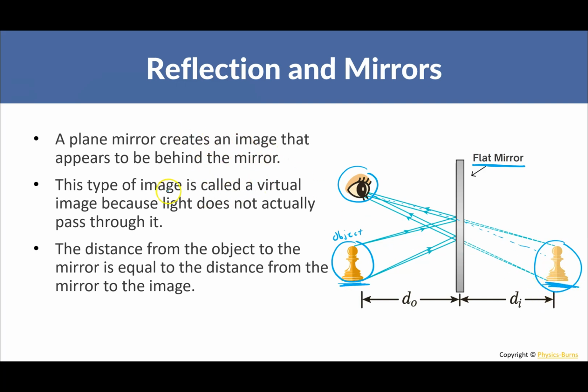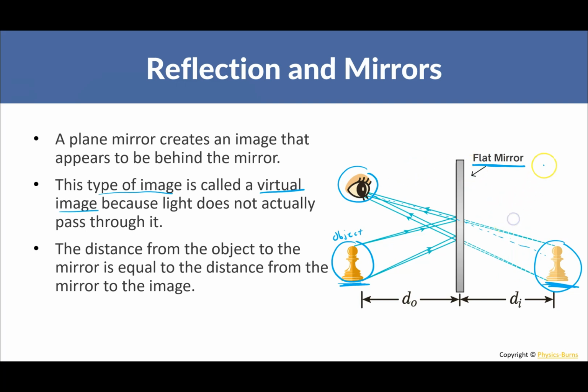So this type of image is called a virtual image because light does not actually pass through it. There's a real image and then there's a virtual image. Mirrors are going to have these virtual images. That's because if you were to put a screen or a piece of paper here, there wouldn't be an image formed here. In order for it to be a real image, an image would have to form where this is supposed to be. But this is just a virtual image.